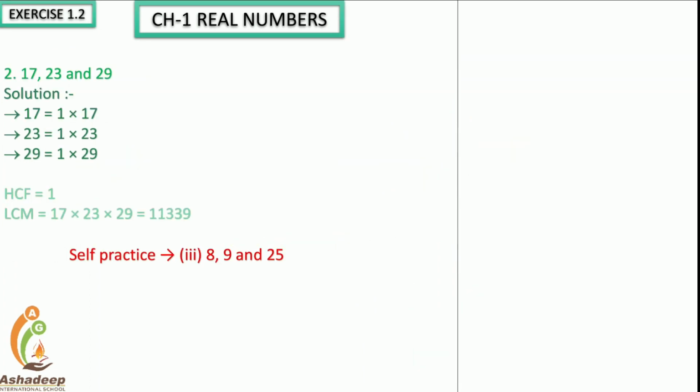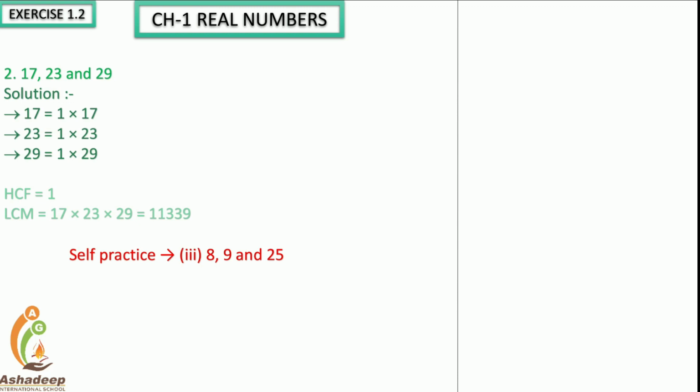Now let's move ahead with the another sum, and that is 17, 23 and 29. 17 is a prime number, 23 is a prime number, 29 is a prime number. So each and every number is a prime number. So HCF, if all the numbers are prime number, then HCF is 1. HCF is 1. It is not the 0. Remember, it is not the 0. HCF is 1. Now what is the LCM?